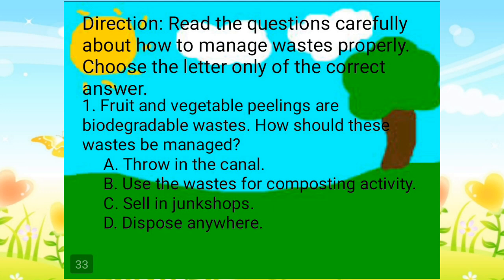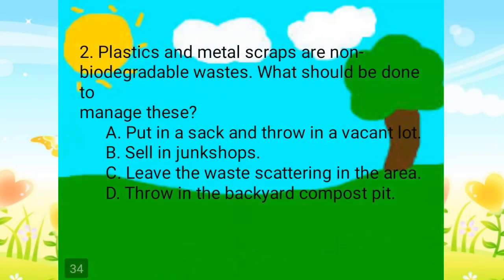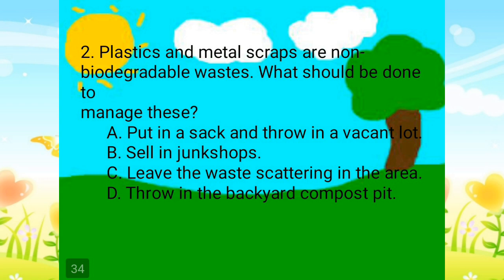C. Sell in junk shops. And letter D. Dispose anywhere. Number 2 question. Plastic and metal scraps are non-biodegradable waste. What should be done to manage this? A. Put in a sack and throw in a vacant lot.